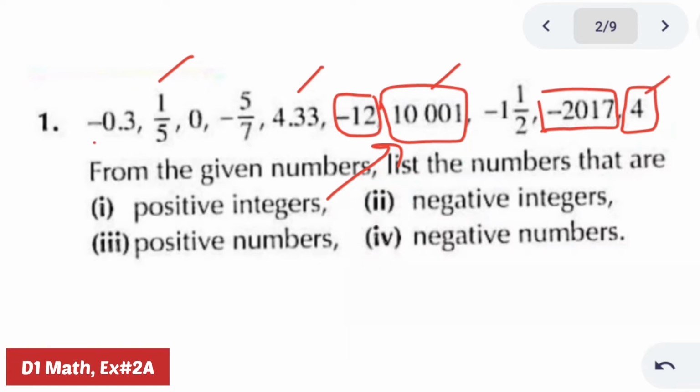And in the fourth part, we have to give the negative numbers. Negative numbers are the numbers which have the negative sign, and these could be any fraction, decimal number or whole number. So the negative numbers include minus 0.3, minus 5 over 7, minus 12, minus 1 over 2 and minus 2017.